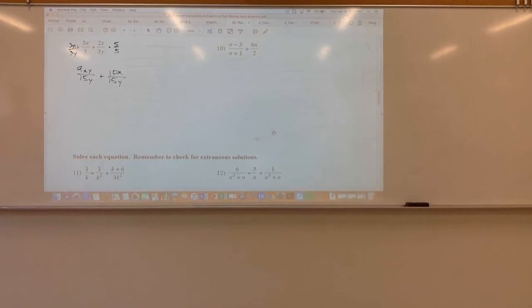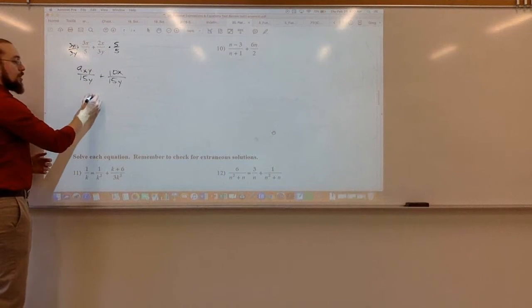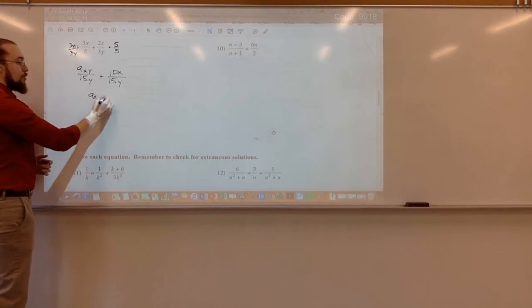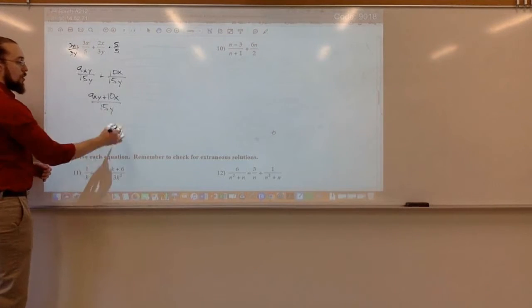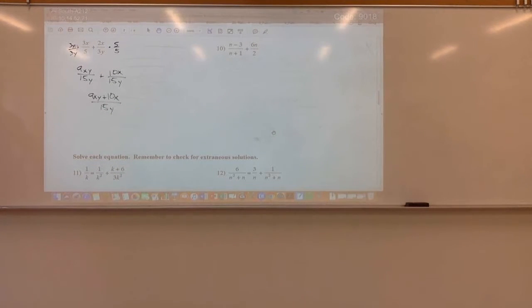Now that I have common denominators, I can add my numerators together. 9xy and 10x are not like terms because they don't have the exact same variables. So I can't really do much with them. I would just write it as 9xy plus 10x over 15y.